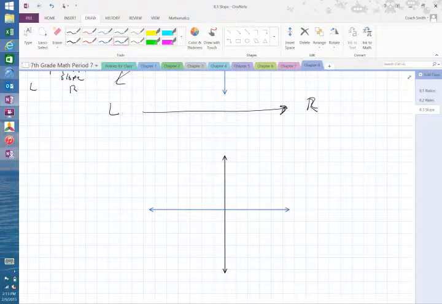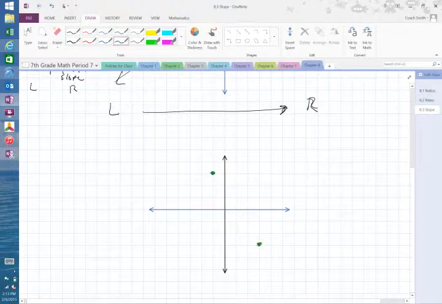I'm going to do one with the steeper slope. Right here is one point. Right here is the second point. Those points are going to be connected by a line. Hopefully somewhat straight line.